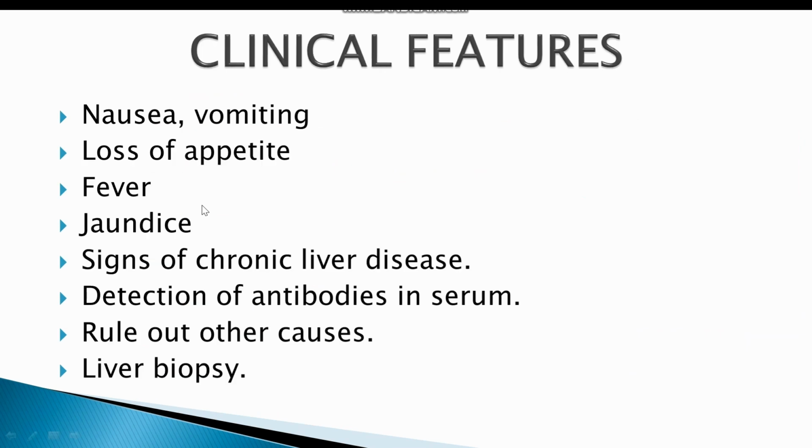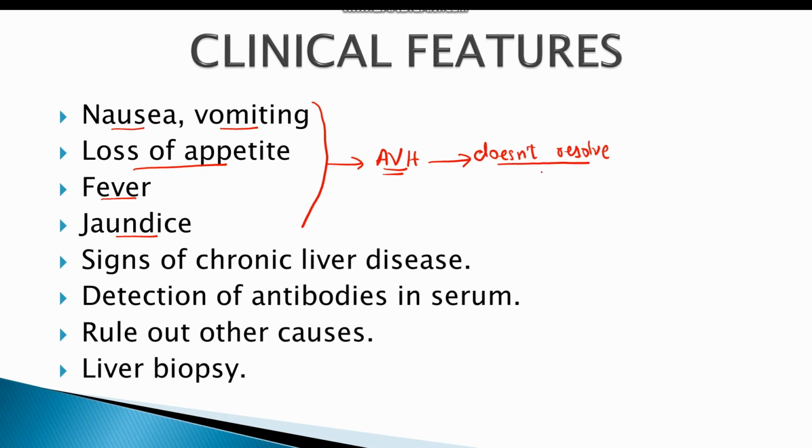So autoimmune hepatitis can be asymptomatic at first. The symptoms produced by autoimmune hepatitis include nausea, vomiting, loss of appetite. In certain cases, fever and jaundice might also be present. So the clinical picture actually resembles acute viral hepatitis. But the disease actually does not resolve on treatment, and massive hepatocyte necrosis can progress into acute liver failure.